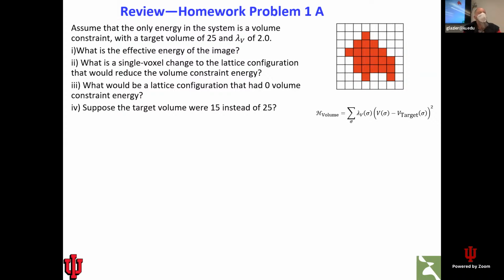So if we add one red voxel anywhere in this pattern at all, we will decrease the energy. How much will we decrease the energy? Well, we've gone from 21 minus 25, which is minus 4, to 22 minus 25, which is minus 3. So our energy is the difference squared, so it's gone from 16 to 9, times 2. So we've gone from 32 to 18. So we've decreased the energy by 14.